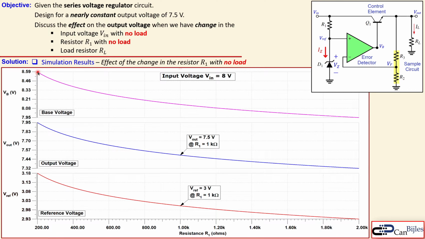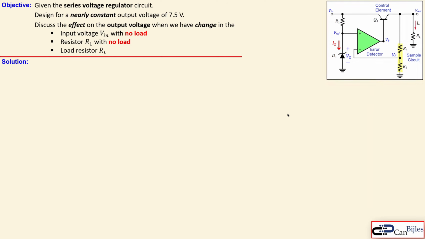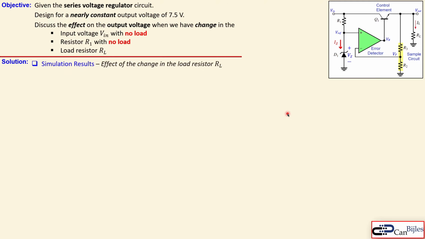Of course, this is not always the case for each current condition, but this is approximately the case for this pink line. Now let's look at the situation, which is one of the important things: the effect of the change in the load resistor. Now the load resistor is there, so we connect the load resistor here.